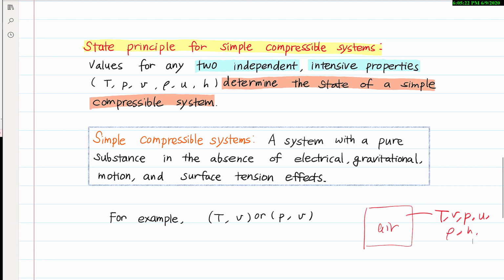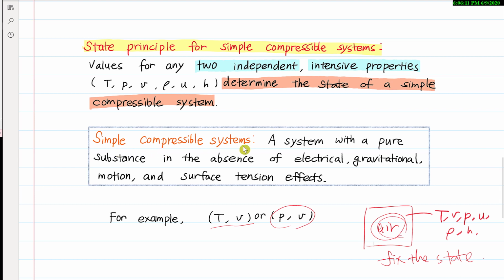According to the state principle for simple compressible systems, we need only two independent intensive properties to completely determine the state. It is also called fix the state. So for example, we only need temperature and specific volume to define the system, or pressure and specific volume to define the system, or fix the state. So if you know the temperature and specific volume of the system, the rest of the properties may be determined.